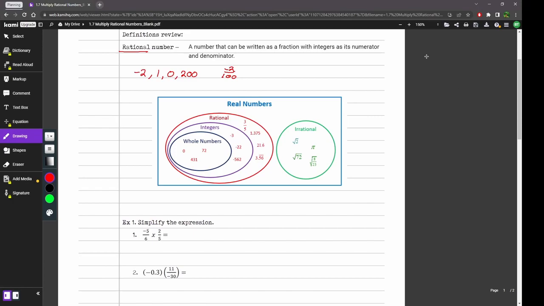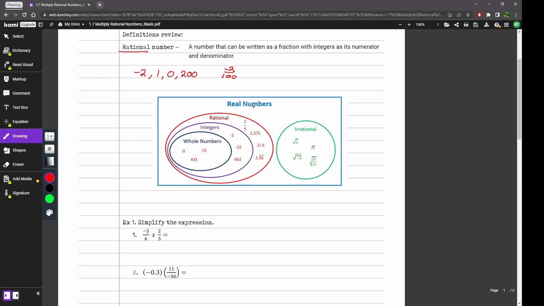Another thing I wanted to go over real quick was how numbers are sorted. And I think this chart helps explain why, like we had mentioned before, all integers are rational numbers and all fractions are rational numbers, but not all decimals are. So anytime you get a number, you start on the outside.